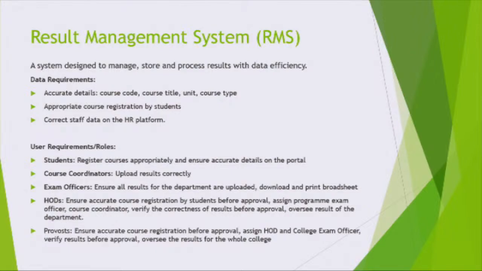So we also have course coordinators. Now, this section is user requirements slash roles. So I'm talking about the users and the roles they play. Students are responsible for registering their courses. Nobody is responsible for doing that for them. Then course coordinators are to upload results correctly. Then exam officers are to ensure that all the results for all the courses expected in the department are uploaded, and they download the spreadsheet for it, the broadsheet.